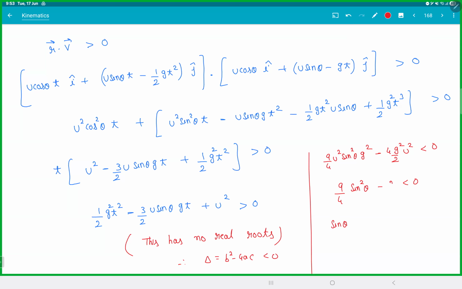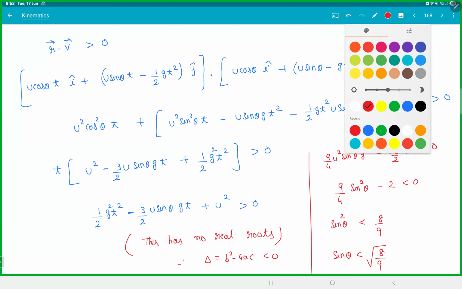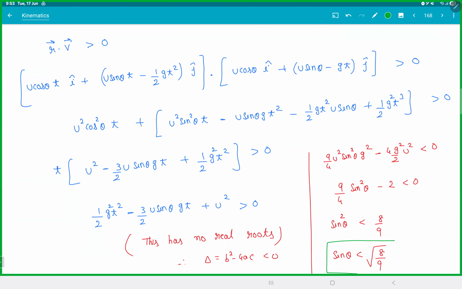That will be 2 there actually. So we get sin square theta is less than 8 by 9. Sin theta is less than root over 8 by 9. That's your result, everyone. Definitely mug it up. In the exam, you won't have time to derive this. That means whenever you throw a particle with an angle less than sin inverse root 8 by 9, r bar will always increase. Any angle greater than this, r bar will decrease.